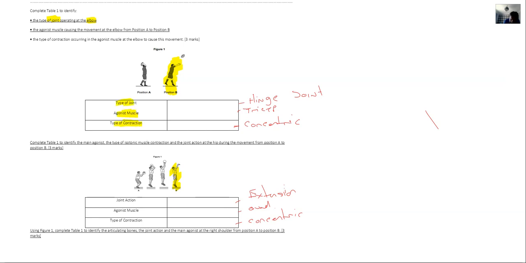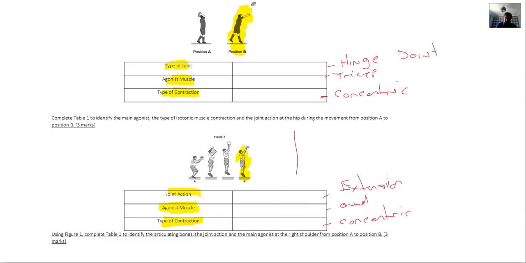All right, you can see two very, very similar questions there. But some people get a little bit confused between where it says type of joint and joint action. Joint action is another term for movement, so type of movement, whereas type of joint is what type of joint is it. So keep an eye out for that.